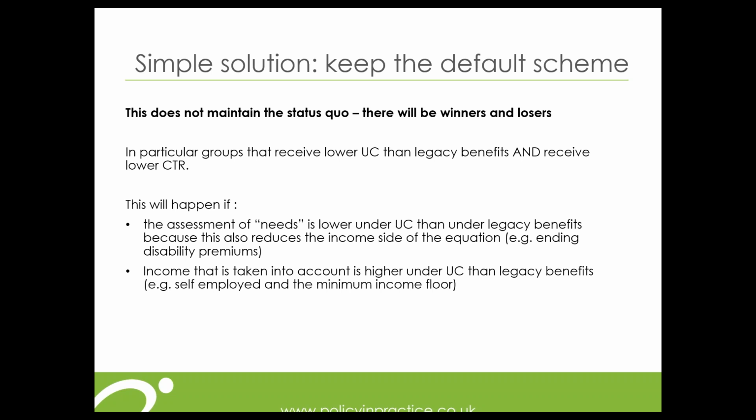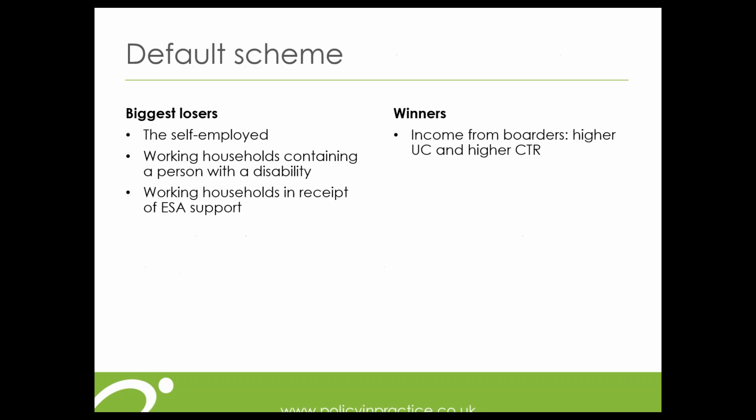So if we move on and have a quick look at the winners and losers of keeping the default scheme. The biggest losers are going to be the self-employed, working households containing a person with a disability, and working households in receipt of ESA support. This is because of the end of the disability premiums. And obviously with the self-employed, it's a minimum income floor.